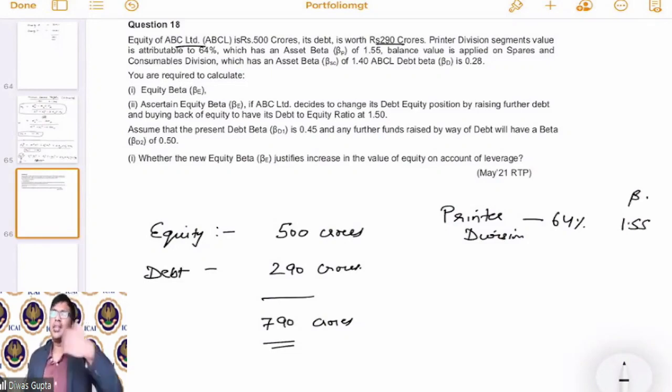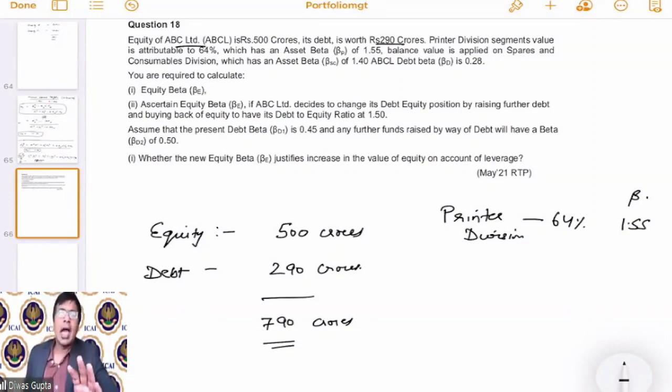So basically, till now the beta we have studied is for a particular security. Now beta can be attributed to anything, whether it is equity, debt, an asset, or a specific investment. Because what is beta? Beta is just the sensitivity of the returns of a security in relation to that of the market. Correct? Here, this is the sensitivity of that particular asset in relation to something. This is what this asset beta is.